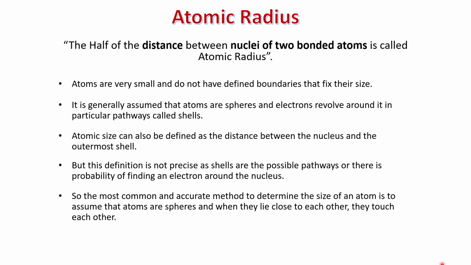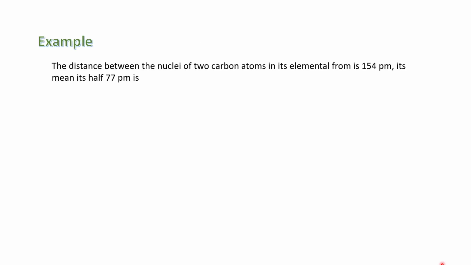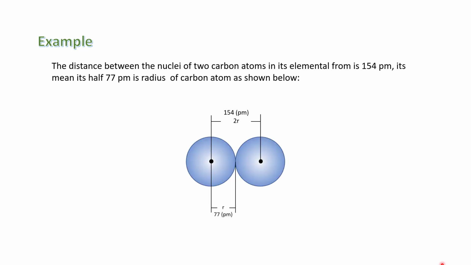So the most common and accurate method to determine the size of an atom is to assume that atoms are spheres, and when they lie close to each other, they touch each other. Let's take an example. The distance between the nuclei of two carbon atoms in its elemental form is 154 picometer. It means its half, 77 picometer, is the radius of a carbon atom.